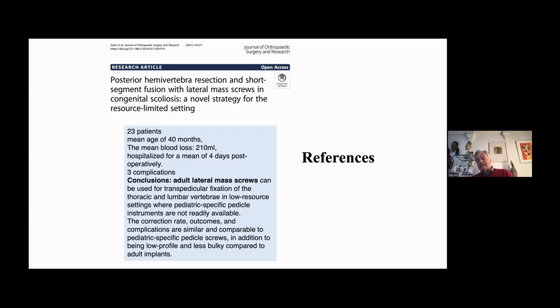And this has been done in a country where they don't have all the technology available like in the industrialized countries. They have done most of this surgery for the small children with lateral mass screws from the cervical spine, and they showed that the results are as good as the results you get with so-called pediatric spine systems. So thank you very much. This is what I have to say for this.